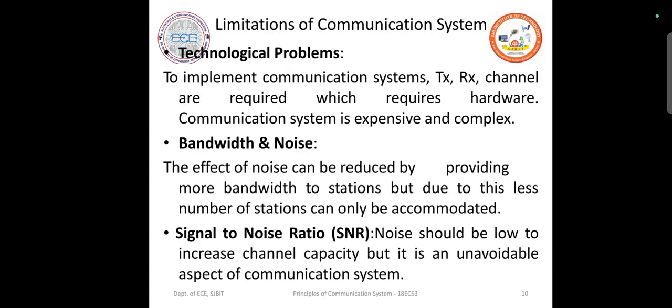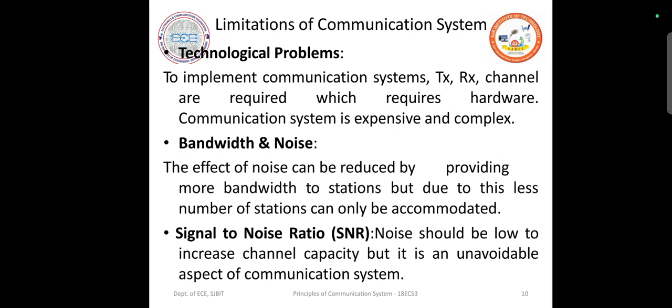What are the limitations of a communication system? There are many. To name a few, there is one technological problem. To implement a communication system, a transmitter, receiver, and channels are always required, which requires hardware. The communication system obviously becomes more expensive, and it will also be complex depending on what kind of signals we are dealing with and what the distance is between the transmission and the reception entities.